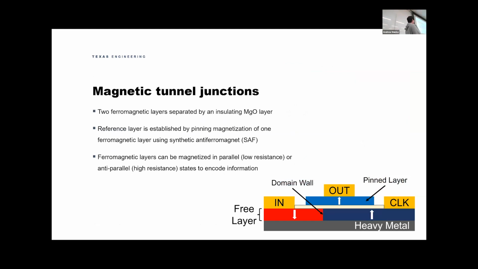So looking specifically at MTJs, this might just be a review, but there are two ferromagnetic layers separated by an insulating MgO layer. So on top, we have a pin layer, and these are usually made out of CoFeB, cobalt, iron, boron. And this pin layer on the top is pinned using a synthetic antiferromagnet. And we have a free layer on the bottom. And this free layer has a spin down, spin up region separated by a domain wall. And MTJs can be used to encode information using the difference in relative magnetization between our two ferromagnetic states.